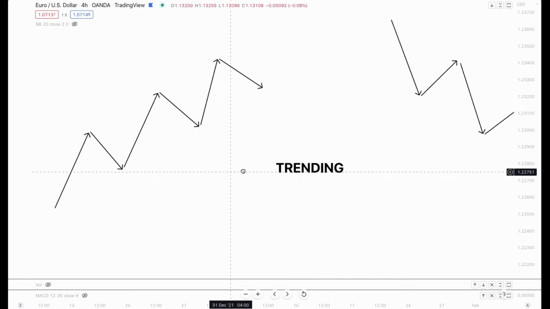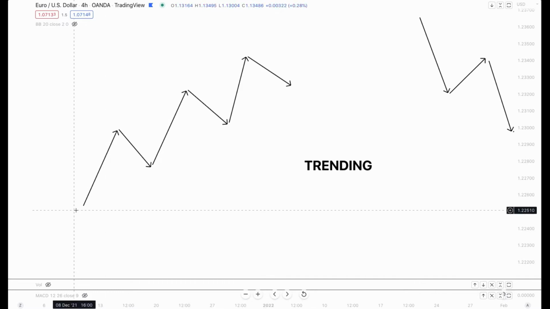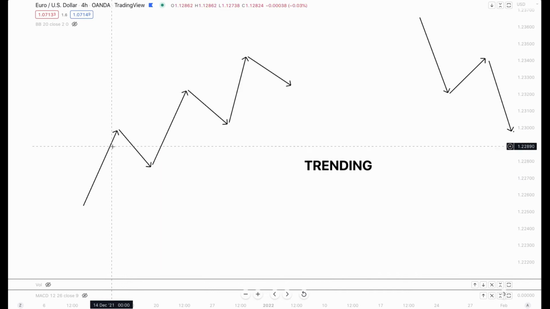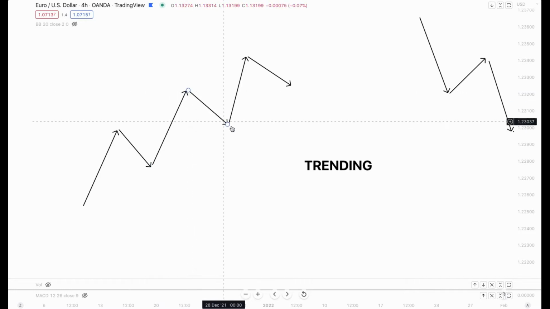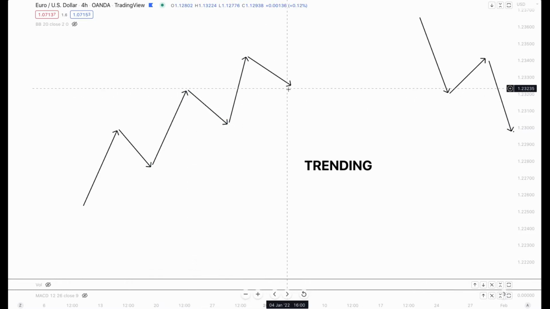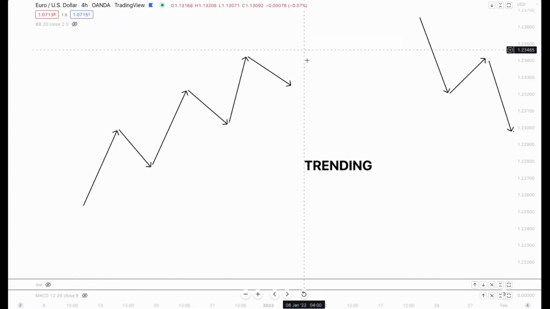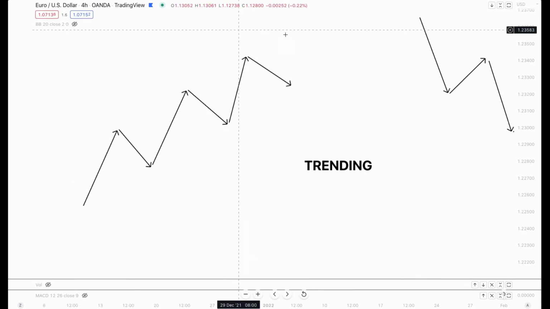Now for example, let's look at this one. We can see that this is clearly a market that is moving up. Why? Because we can see higher highs and higher lows over time. The market keeps making higher highs and higher lows. This would be considered a trending bull market.